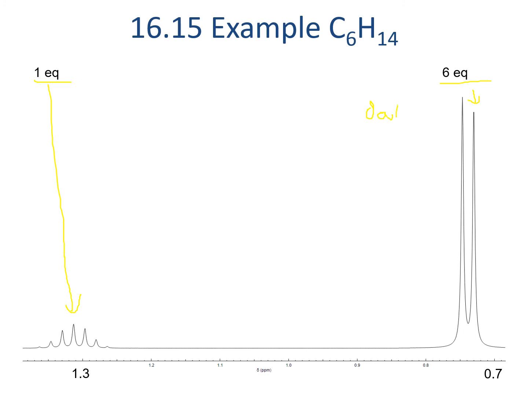So the fact that it's a doublet tells us that we should have 1 neighbor. Big surprise, that 1 neighbor is over here. This is a heptet, which means we have 6 neighbors. And so we know that these 2 are next to each other. So we only have 2 types of protons. One has 6 possible and one has 1. The most likely way that we'll see 6 neighbors is if we have a structure that's kind of like this.